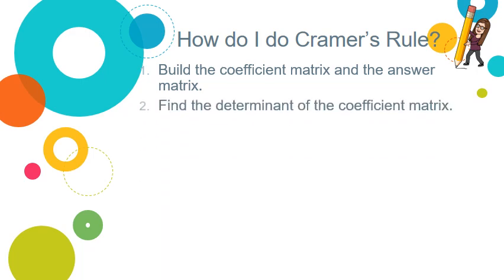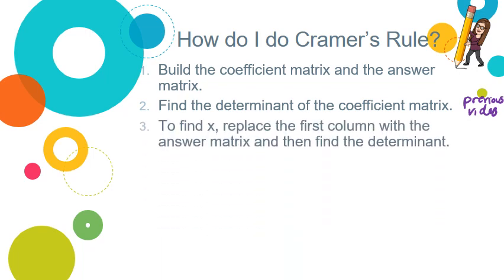For the second step, you're going to find the determinant of the coefficient matrix. We'll start off simple with just 2x2 systems, so it shouldn't be too bad for the determinant. If you need a refresher on this one, that would be the previous video, so you can take a look at my YouTube channel.